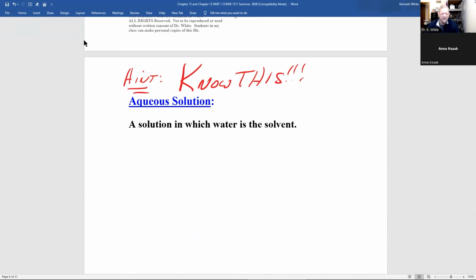Don't you love it when I'm subtle? And know this. And what's an aqueous solution? That's the solution in which the solvent is water. Water being the solvent, that means in that solution, water is the component present in the greatest amount.